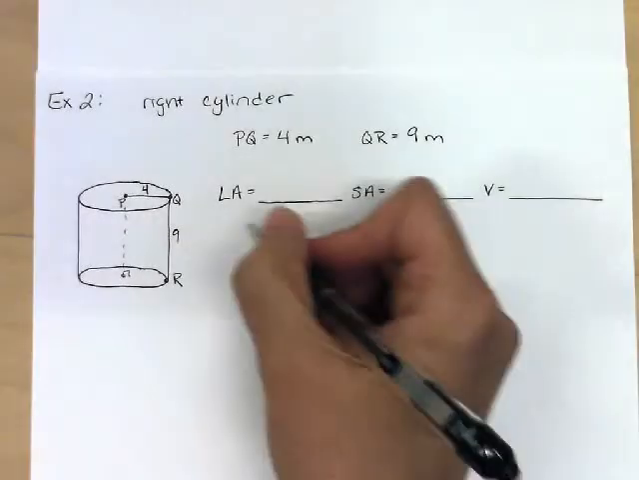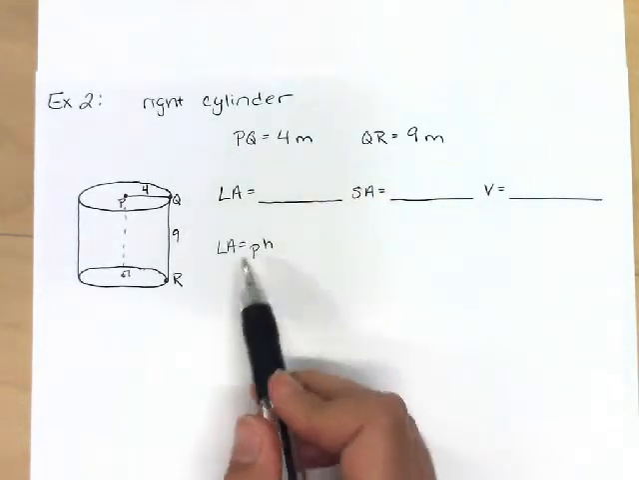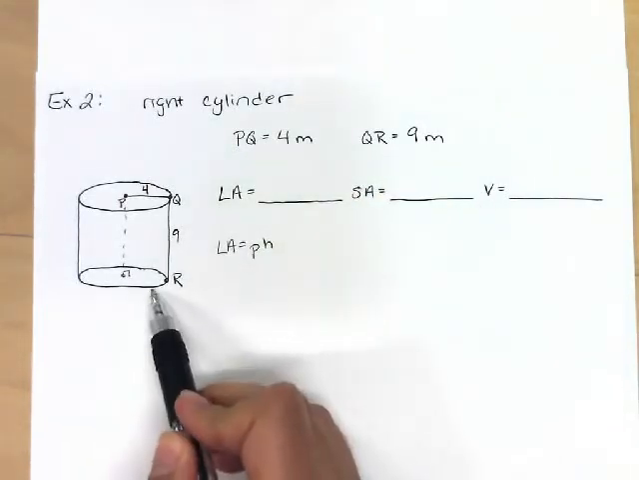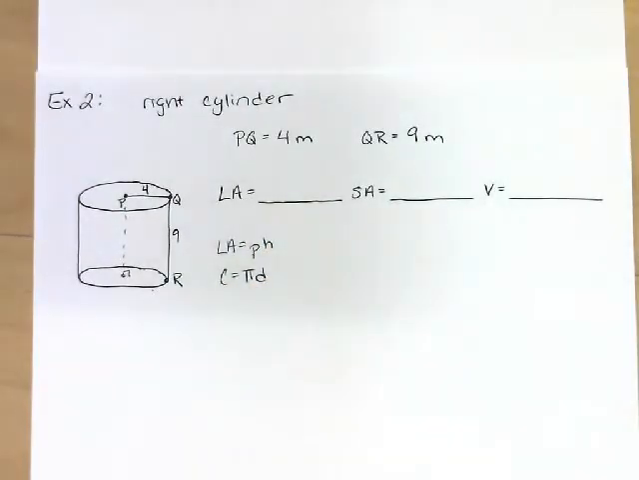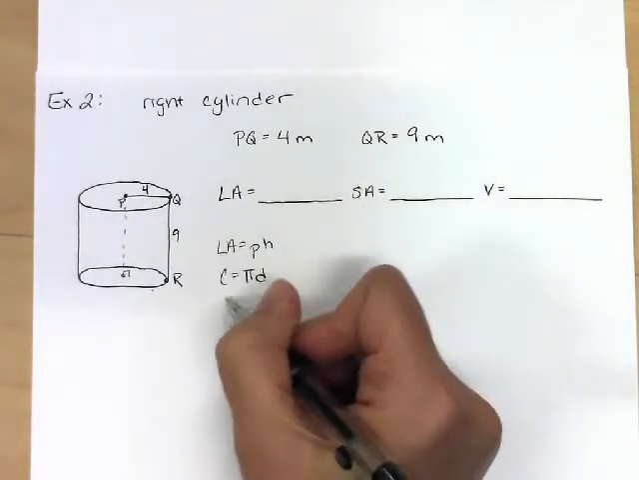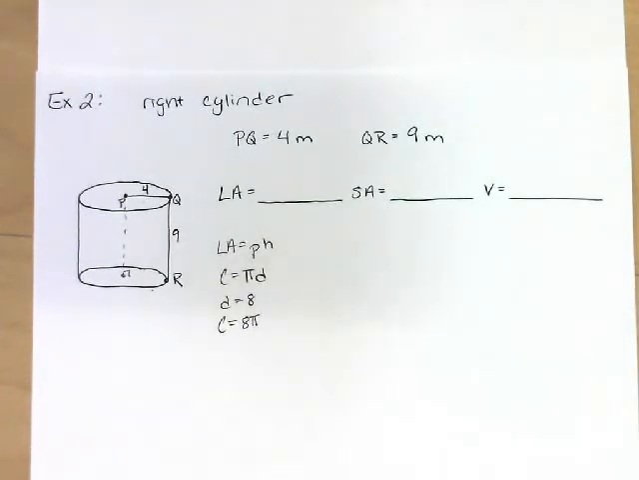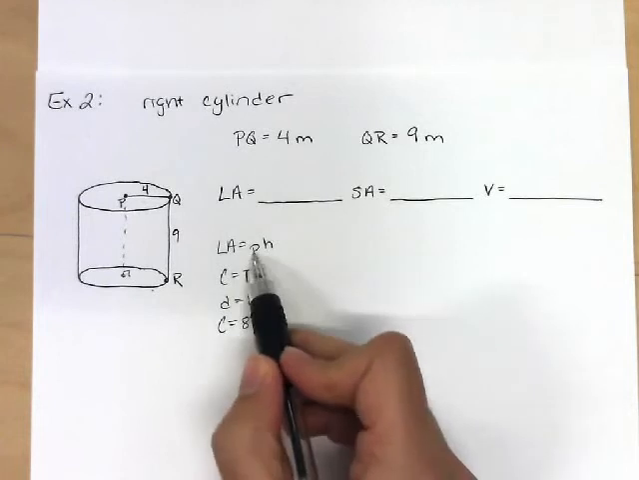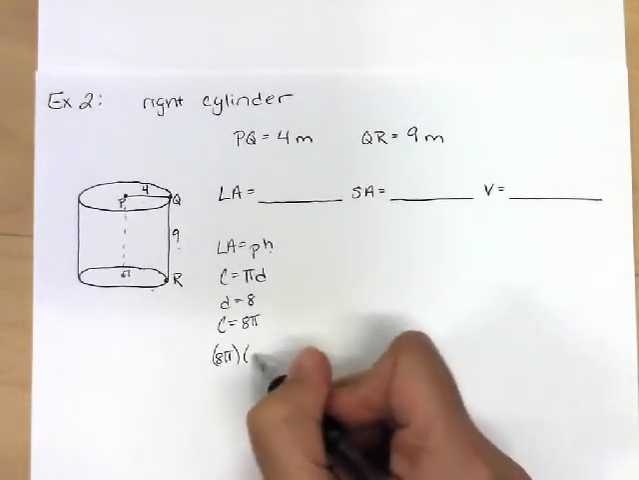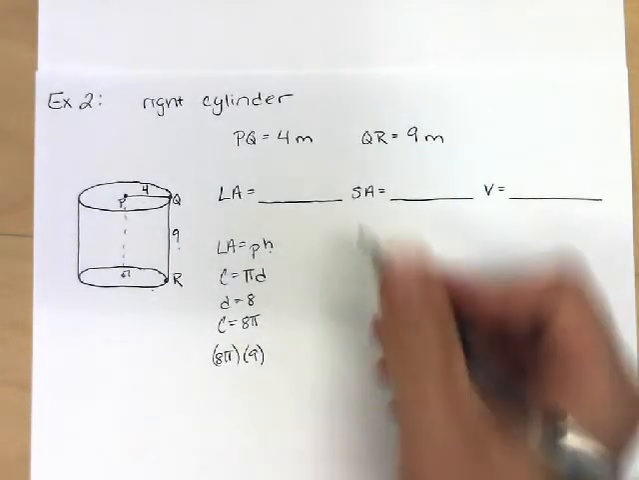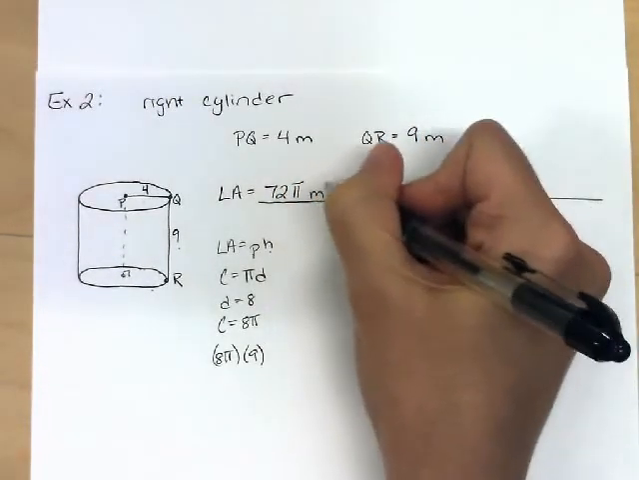So lateral area, again, we know lateral area equals the perimeter of the base times the height. Well, in this case, the perimeter of the base is actually circumference. Circumference equals pi d. If the radius is 4, the diameter is 8, so the circumference of the base is 8 pi, and we can leave that exact. It's easier to work with. So perimeter of the base is 8 pi. The height is 9. So the lateral area, when I multiply these two together, is 72 pi. And again, this is area, so this is meters squared.